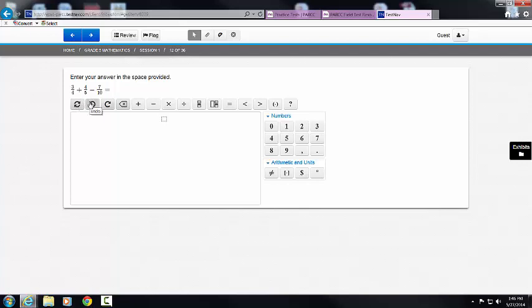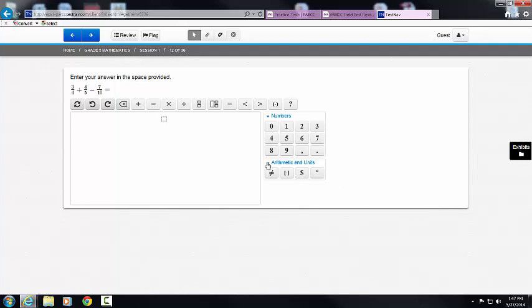Clear all, undo, redo, backspace, plus sign, minus sign, times sign, division sign, fraction, mixed number, equal, less than, greater than, parentheses, unknown number. Then I have all of my numbers along with the comma and the decimal point. Then I have not equal, bracket, dollar sign, and degree sign.